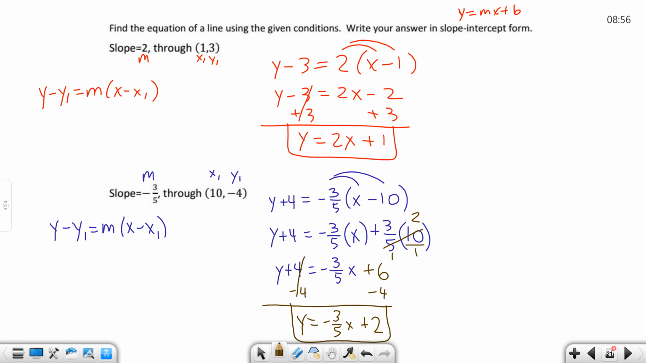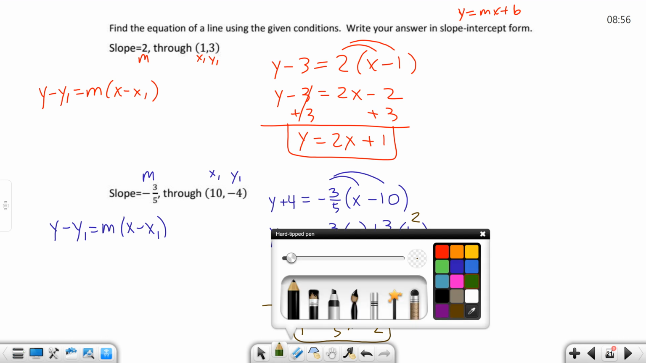And there's your equation of your line in slope-intercept form, y equals mx plus b. What is the slope, m? It's negative 3/5. What is b, the y-intercept, little b? It is plus 2.